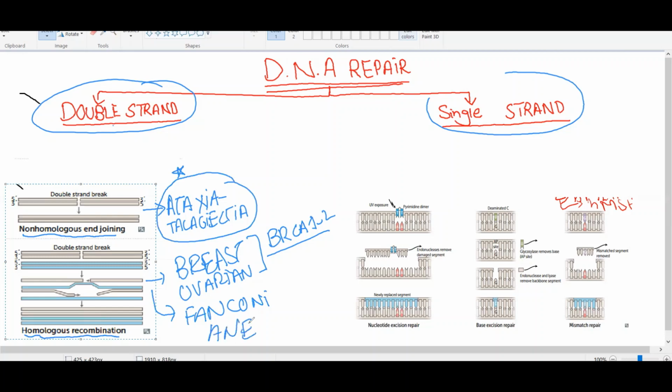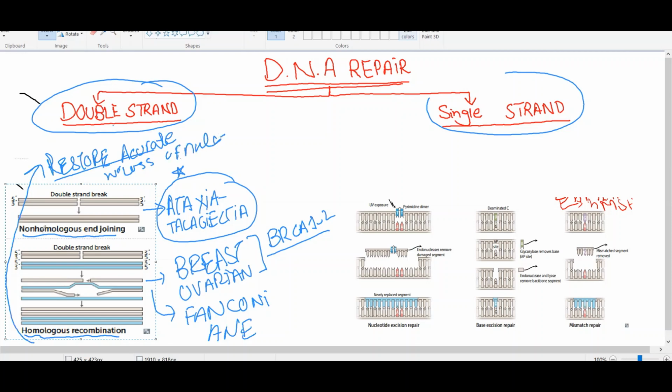So this homologous recombination restores DNA accurately, and there is no loss of nucleotides.